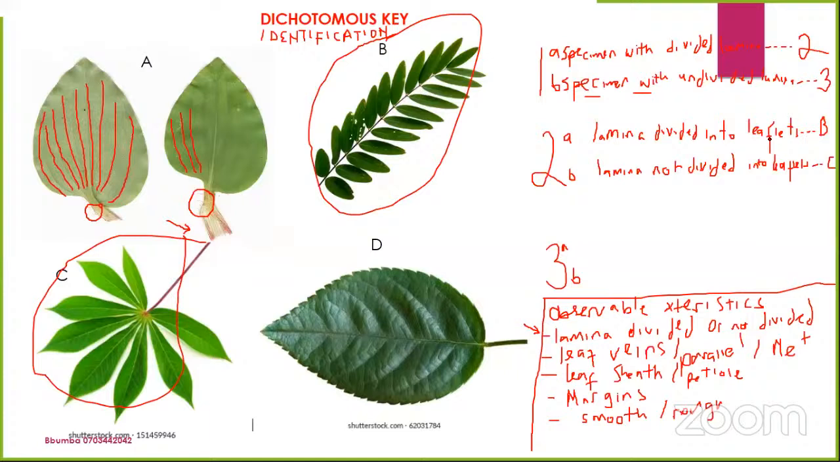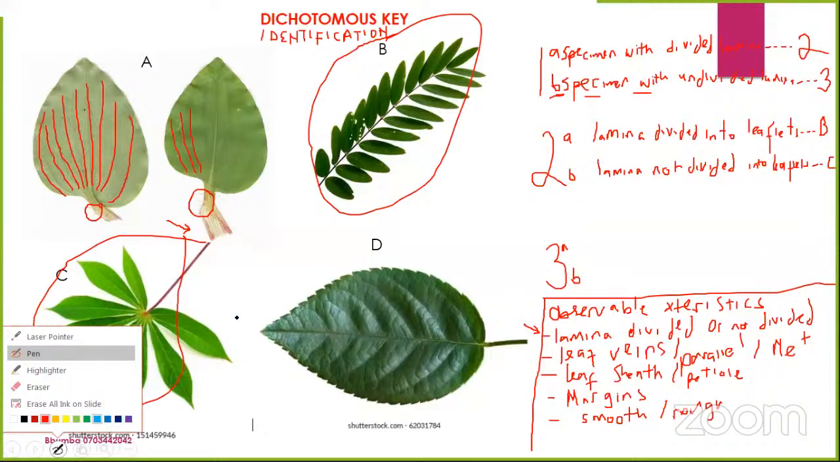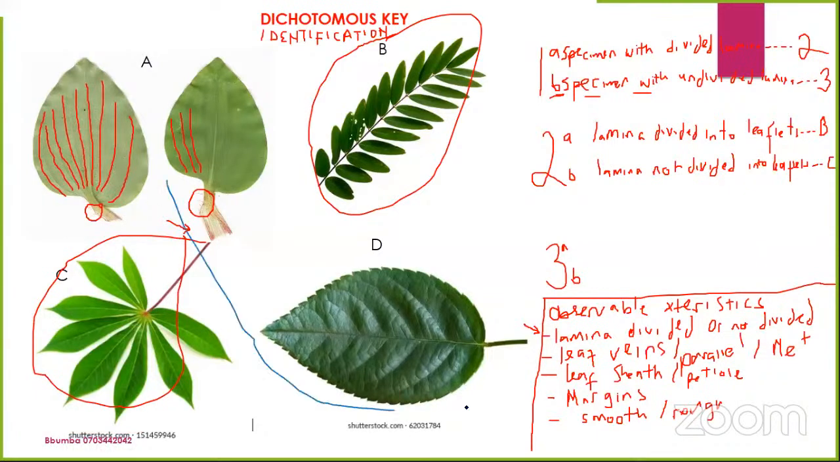So when I give you a cluster of these specimens, I just come and read: specimen, lamina divided into leaflets, non-divided, so I can distinguish between the two. Then I can go to three. This one sent me to three, whereby I'm looking at specimens with undivided lamina. So we are having A and B. If I can use a different pen for easy identification, I'm now comparing A and B.